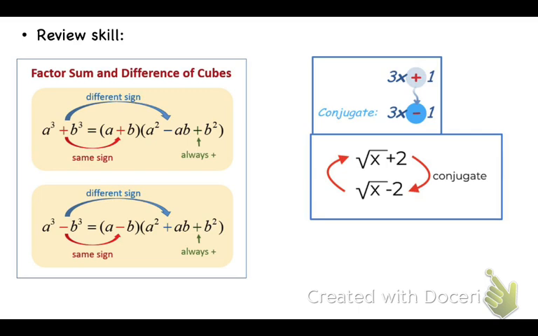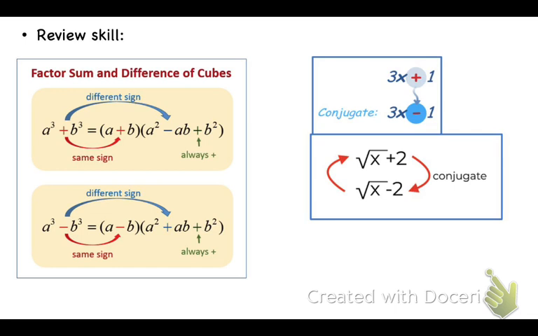So again, you take the cube root of the first. So the cube root of A cubed is A. It's addition. Cube root of B cubed is B. So A and B are your first and second now. Square the first, opposite sign, multiply the two together, square the last.